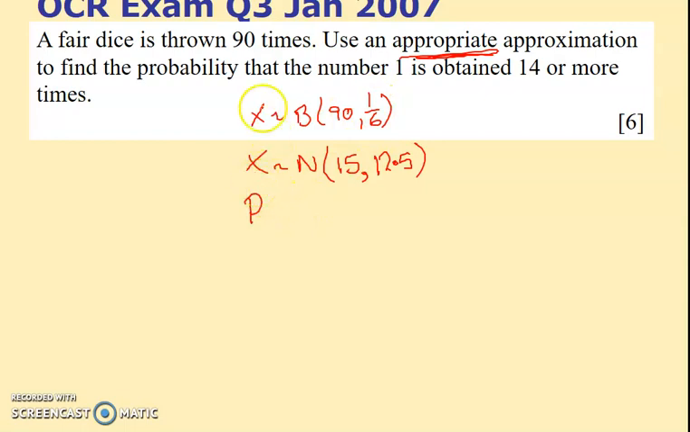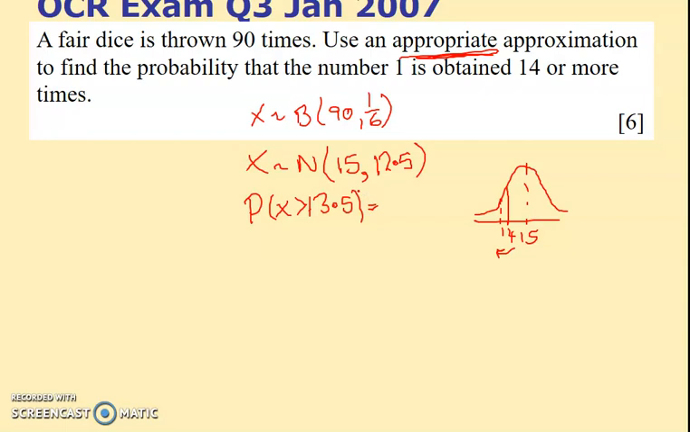14 or more times. Now remember, I'm doing this 90 times. I expect to get 15. What's the probability of getting 14 or more? Now, 14, I want 14, so I just need a little continuity correction. So I'm going to say x is greater than 13.5, and that's my continuity correction. I wanted the 14, so I had to include it. If I'd used 14.5, that's not including it. So I have to go this side of it. So I'll chuck that in my calculator.